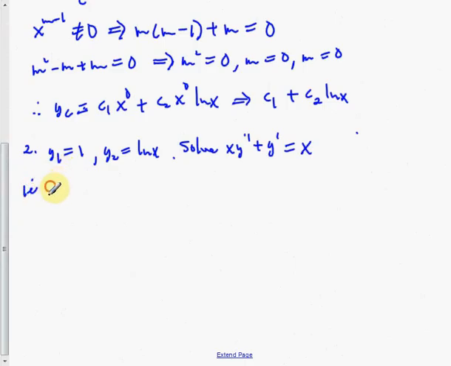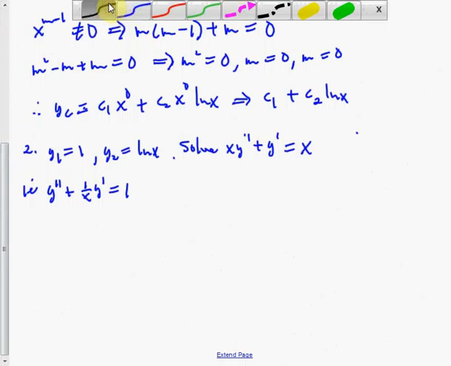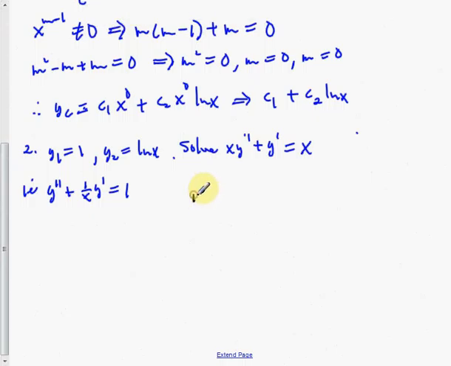To simplify that, this is y double prime plus 1 over x times y prime is equal to 1. Now, why did I do that? I'll show you in just a minute. So the two equations that we want: the first is y sub 1, which is 1, times u sub 1 prime plus y sub 2, which is the natural log of x, times u sub 2 prime is equal to 0.